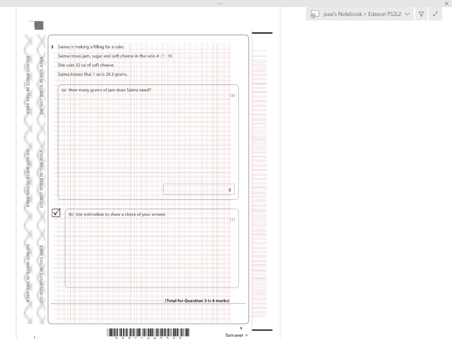Samia is making a filling for a cake. She mixes jam, sugar and soft cheese in the ratio of 4:1:16. She uses 32 ounces of cheese. Samia knows the ounces in grams. How many grams of jam? So we've got jam, sugar and cheese in the ratio of 4:1:16. So she uses 32 ounces of cheese.